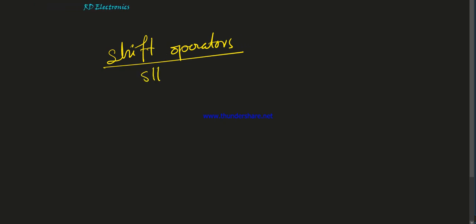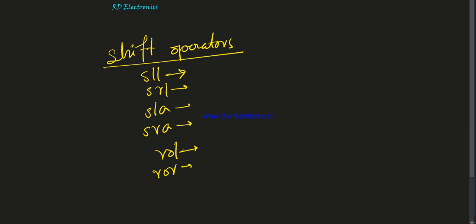First of all, SLL. This is basically shift left logical. This is shift right logical. This is SLA, shift left arithmetic. This is SRA, shift right arithmetic. This is ROL, rotate left. This is a similar concept from microprocessor instructions, rotate left, and this is ROR, rotate right. A stands for arithmetic and L stands for logical.